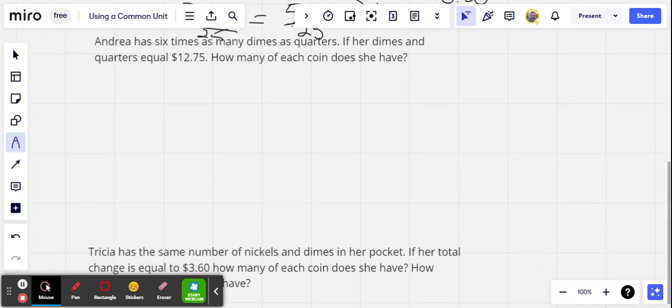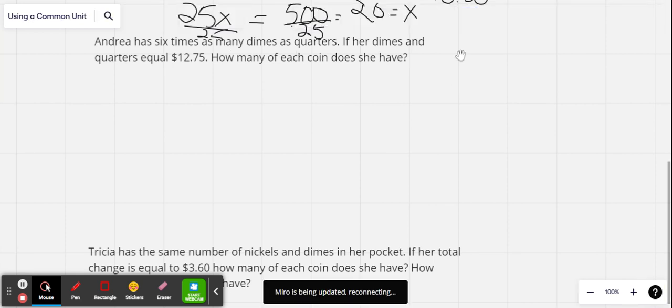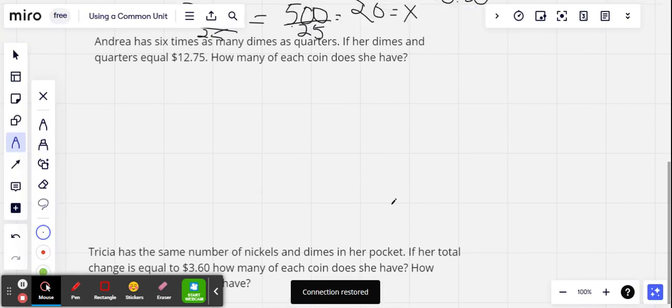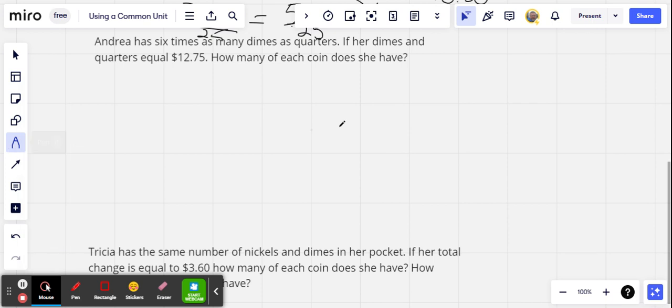So here's another example. Andrew has 6 times as many dimes as quarters. If her dimes and quarters equal $12.75, how many of each coin does she have? 6 times as many dimes as quarters. So again, we're going to say x equals quarters, and she has 6 times as many dimes. So 6x equals dimes. So again, we write it out. It's the first step. Write out what we have. So we have the number of quarters plus 6 times as many dimes equals $12.75.